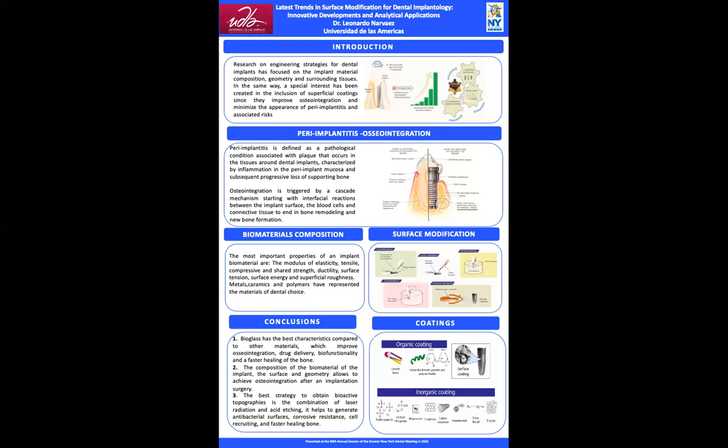The first one is periimplantitis. It's defined as a pathological condition associated with plaque that is present around the implant tissue, causing inflammation in the periimplant mucosa and progressive loss of bone support. Periimplant bone loss greater than 1 millimeter in the first year of implantation and greater than 0.2 millimeters in the following year is considered dental implant failure.